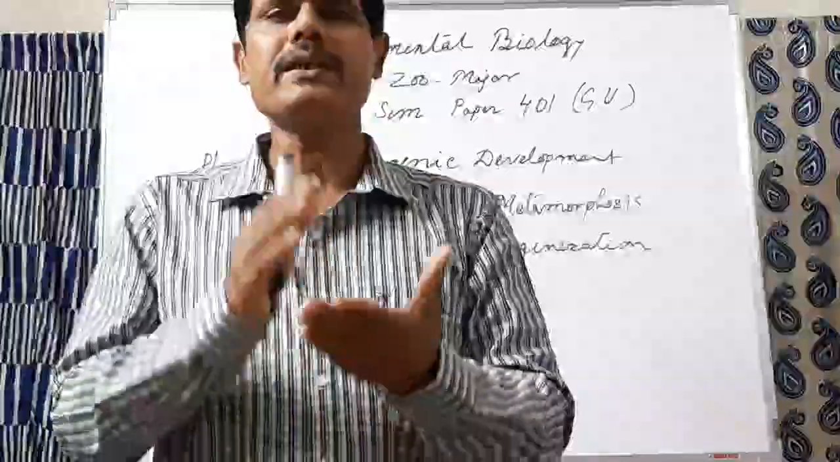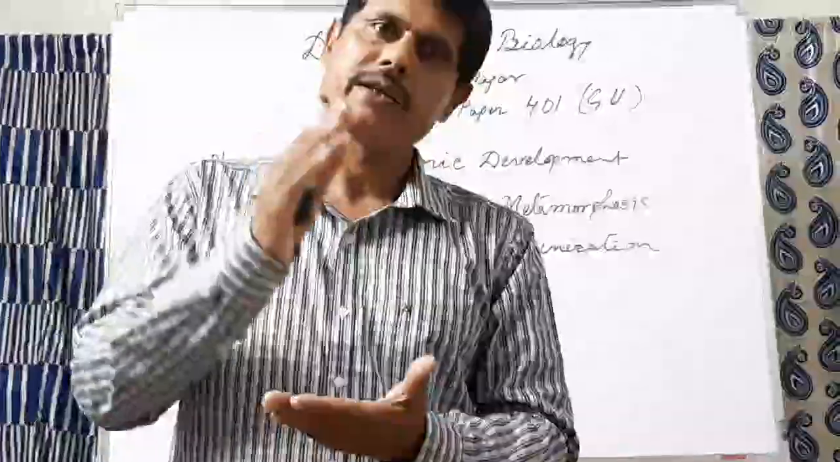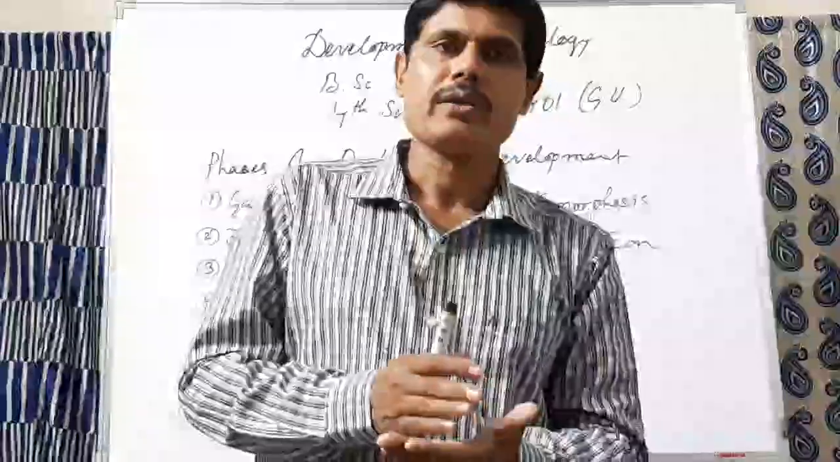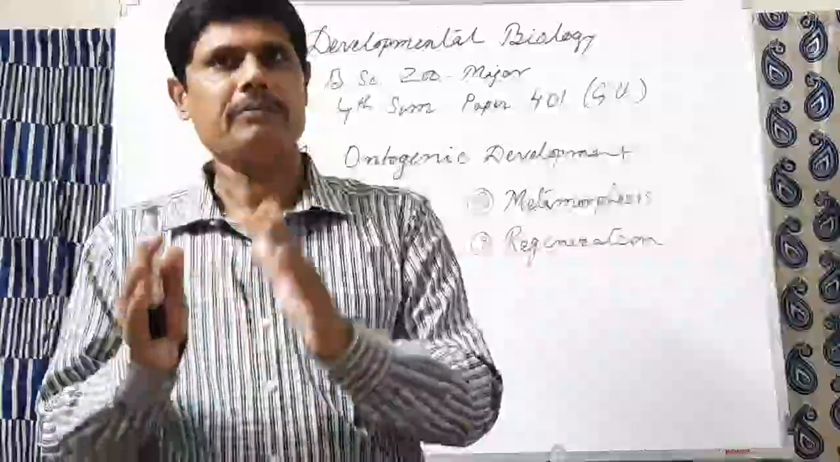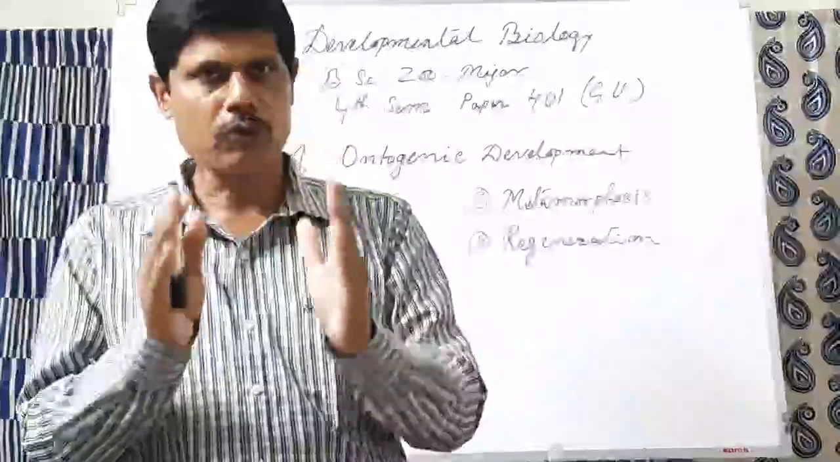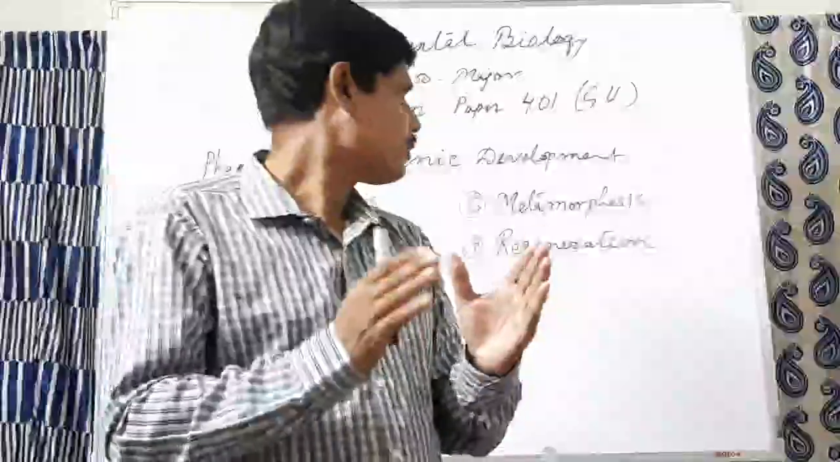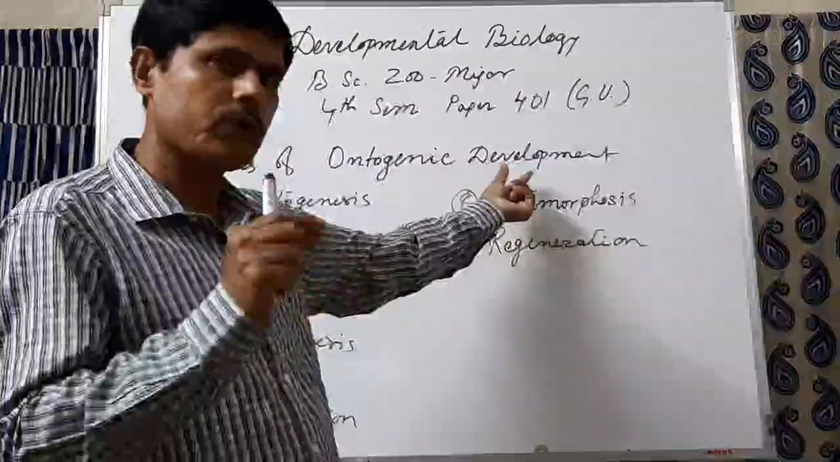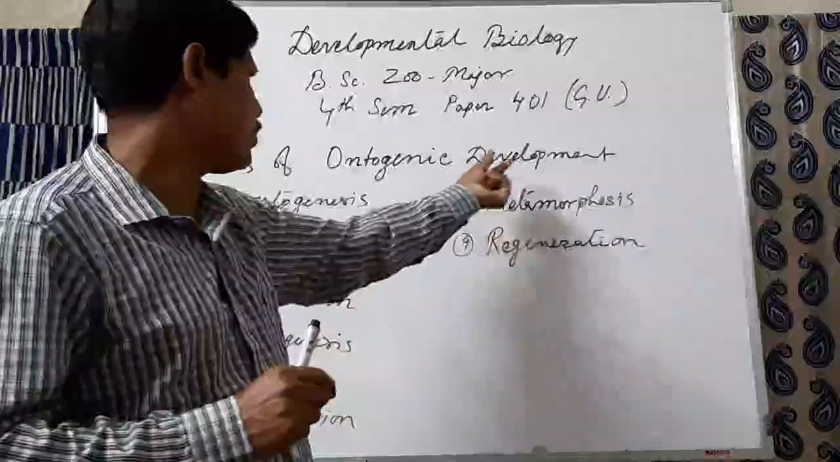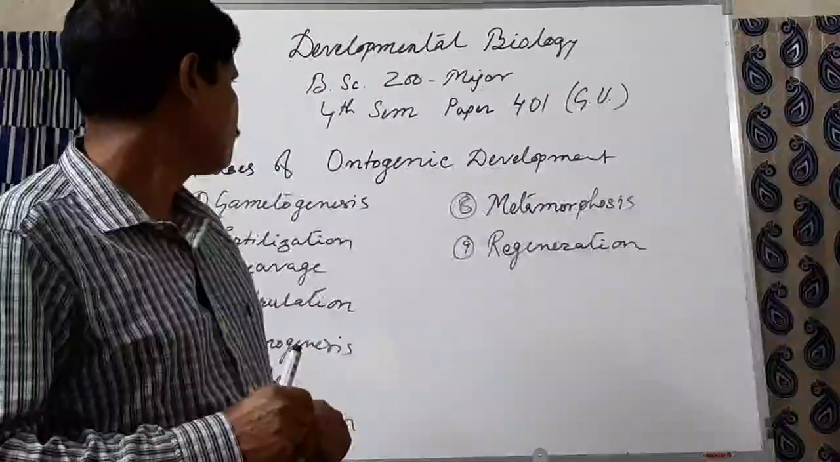Again, we have to clarify what is ontogenic development. That is development taking place within a lifetime. There are two developments, phylogenetic development and ontogenic development. Embryology is concerned with the development of an organism within its lifetime. That is why it is called ontogenic development.